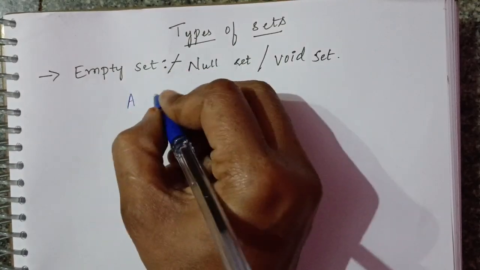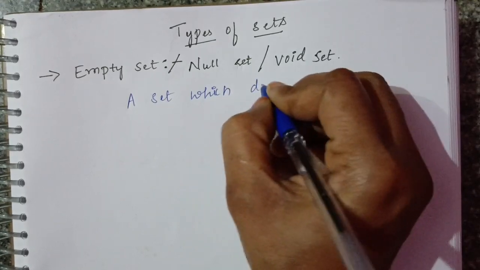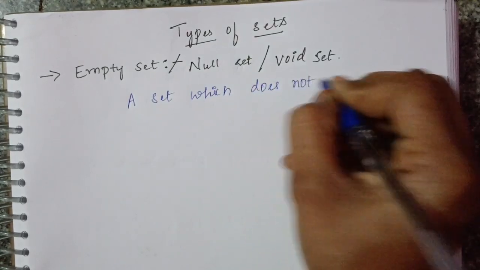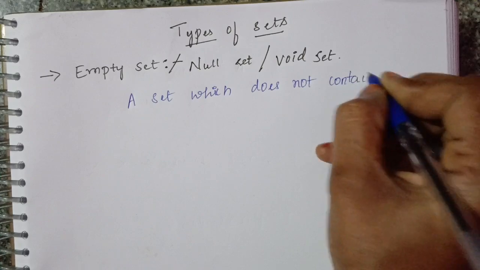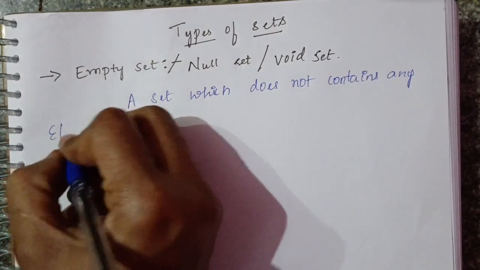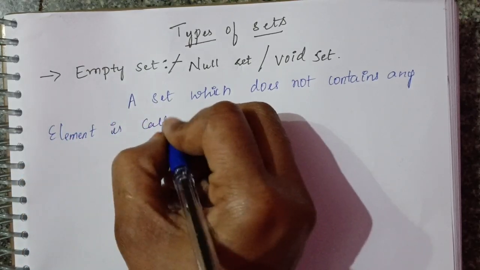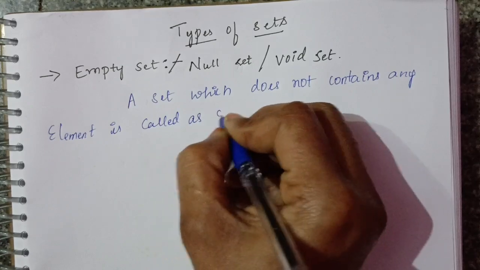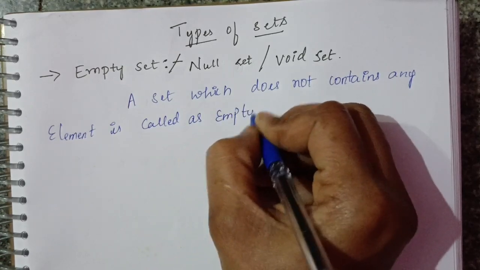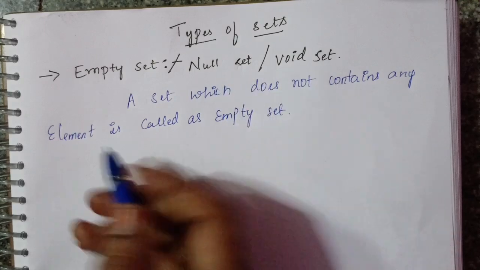Empty set means a set which does not contain any element. A set which does not contain any element is called an empty set, or null set, or void set.